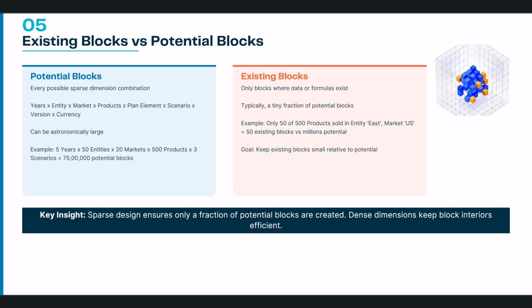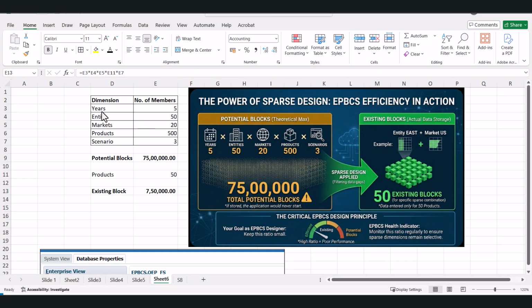So what are potential blocks? Potential blocks are every mathematically possible combination of your sparse dimension members. So let's take a simple example. These are all the list of sparse dimensions and the number of members present under those dimensions, right? So what is a potential block? A potential block is a combination of all the members in all the sparse dimensions. That comes to around 7.5 million blocks, right? So if Essbase had to store all of them, the application would never even start.